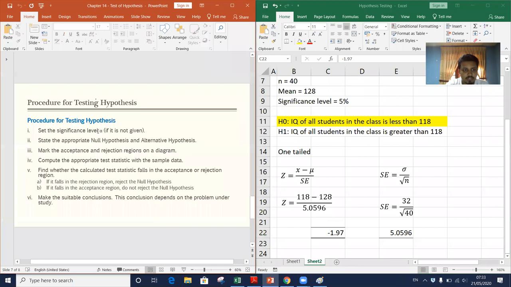Yeah, right. We have the significance level given. Null hypothesis and alternative hypothesis were developed, and then we have marked the acceptance and rejection regions, and we have determined the Z values as well, right? And then compute the appropriate test statistics. Done. We have found the value as -1.97. Then find whether the calculated test statistic falls in the acceptance or rejection region. මේ කැල්කරගත්ත Z value එක තියෙන්නේ acceptance region එකේද rejection region එකේද කියලා බලන්නලු. If it falls in the rejection region, reject the null hypothesis. Rejection region එකේ නම් null hypothesis එක reject කරන්න. Right? If it falls in the acceptance region, do not reject the null hypothesis, meaning we are accepting the null hypothesis.